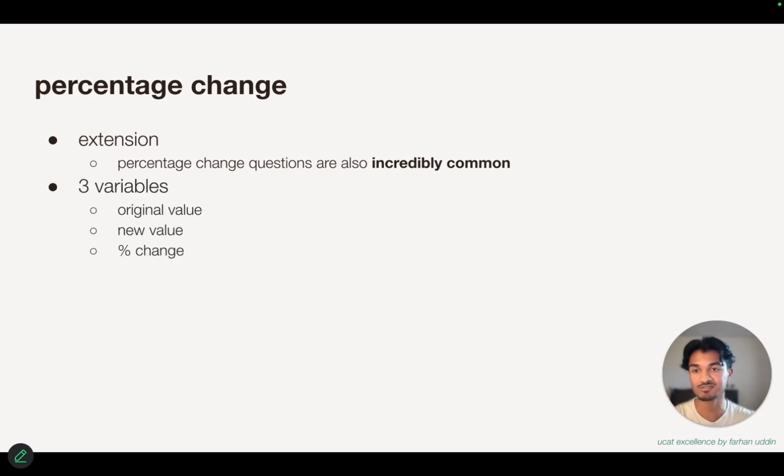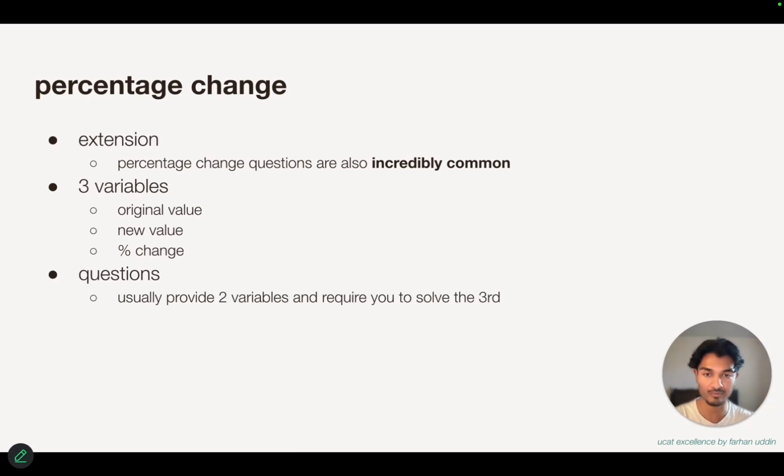Now, when it comes to these questions, there are three variables: original value, new value, and percentage change. And questions usually provide two variables and require you to solve the third. Now, when it comes to finding the original value or the new value, we use the same principles that we just went through for the unitary method. Nothing changes.